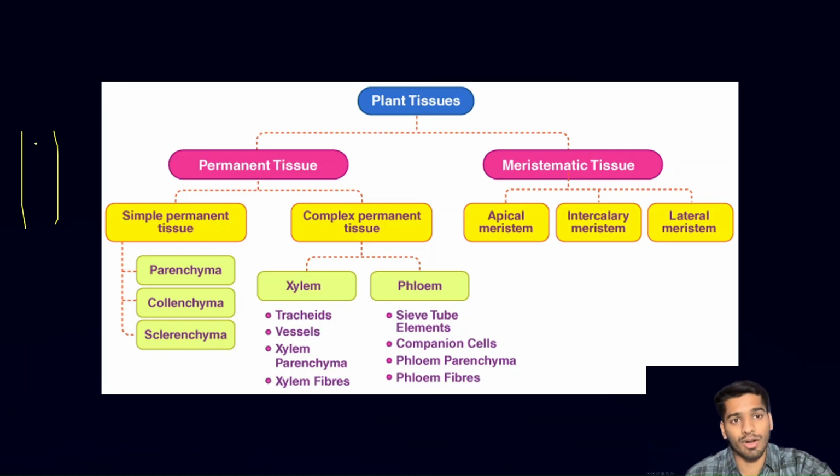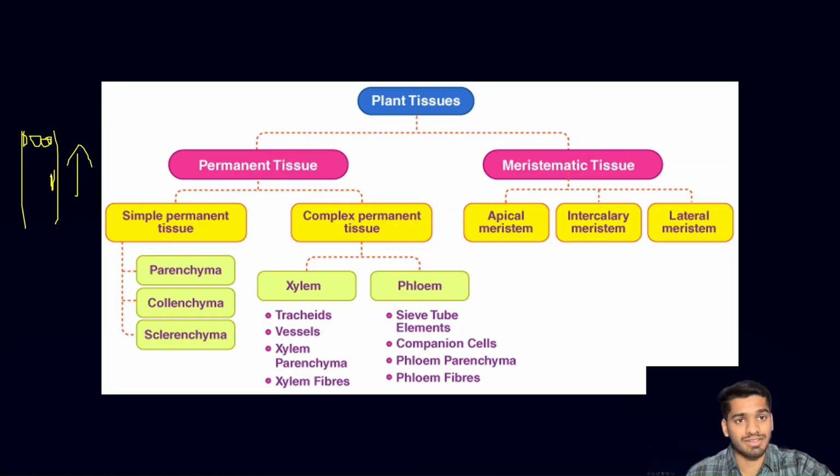According to their location, there are three types. So there is apical meristem, intercalary, and lateral. You're going to see the apical meristem, that is the growing cells on the apical region, on the top of the stem. So these are going to help in the growth of the plant in the longitudinal direction. After that, we have lateral meristem, which is seen on the lateral side of the plant, that is on the sidewards. So these are going to help in the growth of the width of the plant.